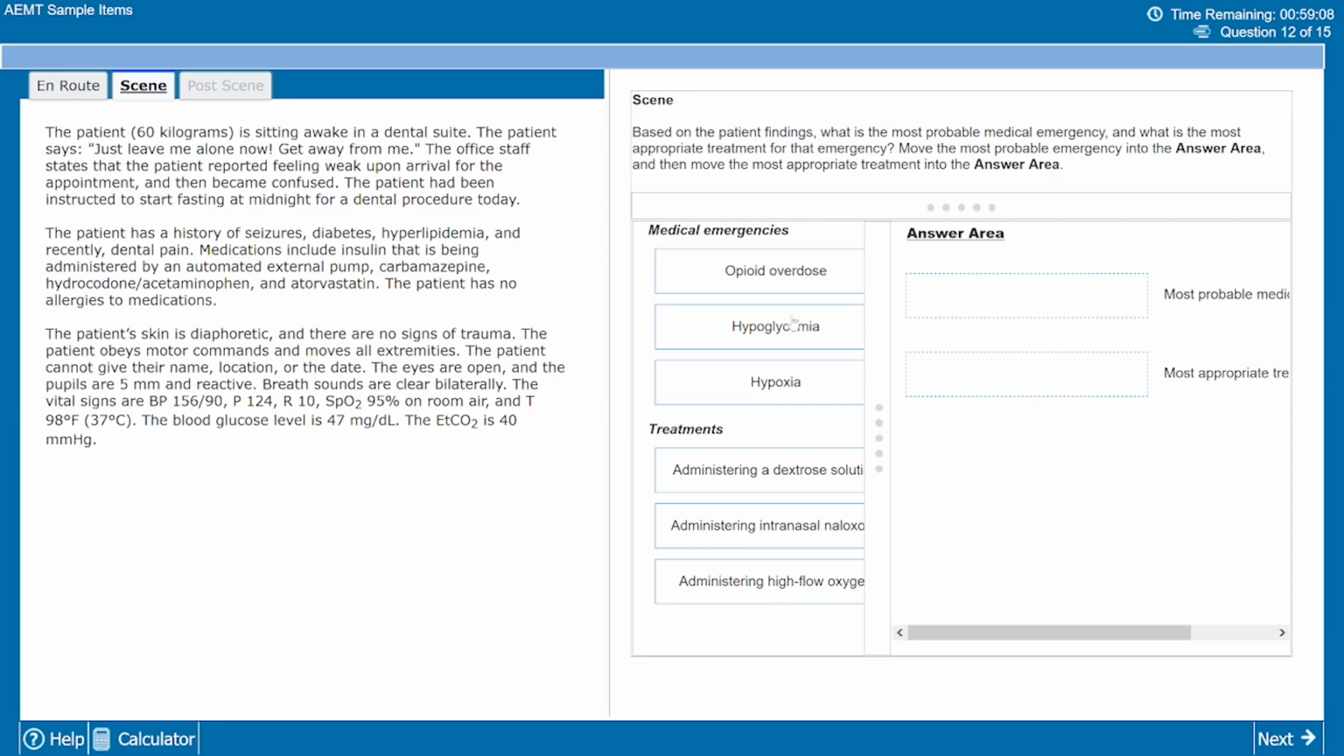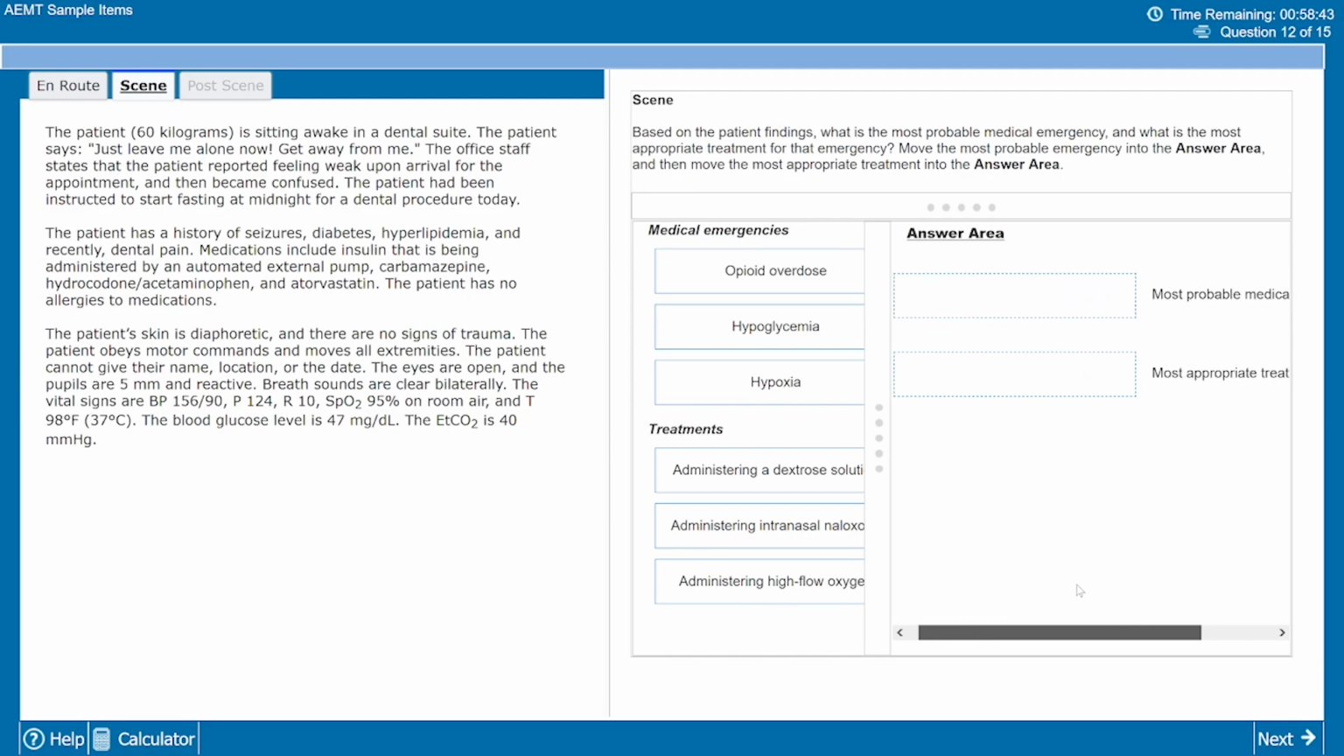Okay, so now we have a new type of formatting where it says, based on the patient's findings, what is the most probable medical emergency and what is the most appropriate treatment for that emergency? Move the most probable emergency into the answer area and then move the most appropriate treatment into the answer area. So it says most probable medical emergency and most appropriate treatment.